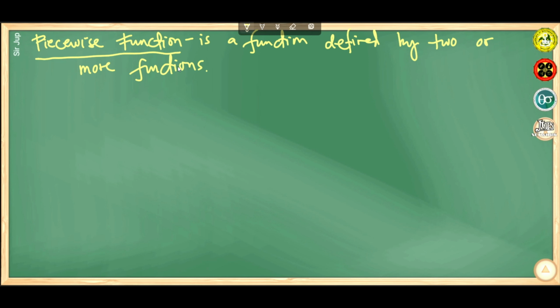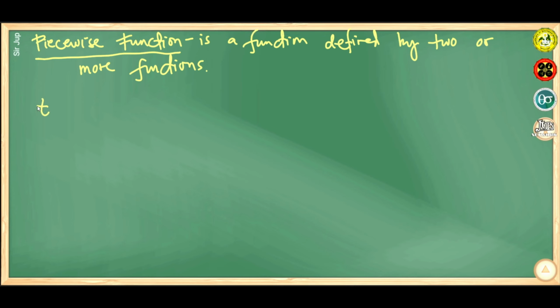So our lesson for today is piecewise function. A piecewise function is a function defined by two or more functions. So this is not just like an ordinary function where you have only one expression to define a function. In this case, this kind of function is defined by two or more functions.